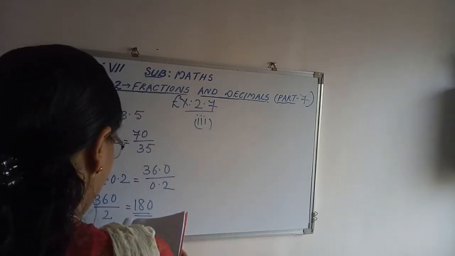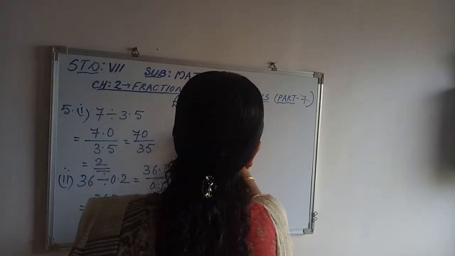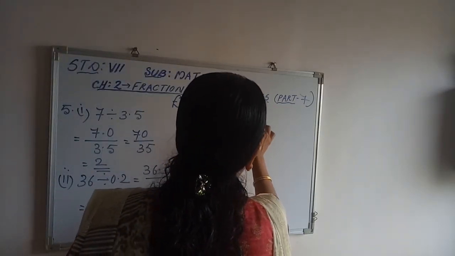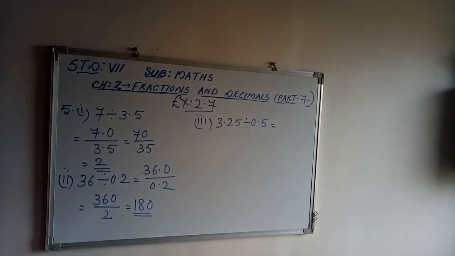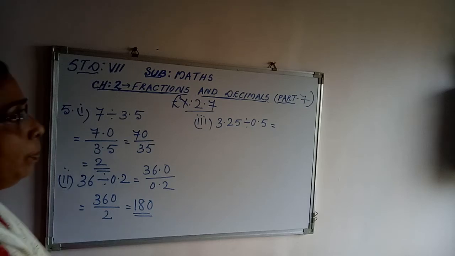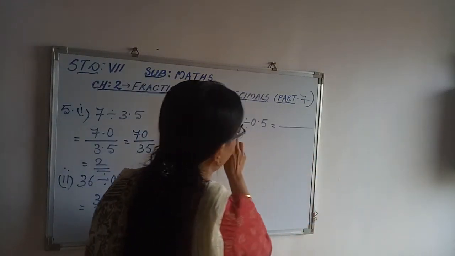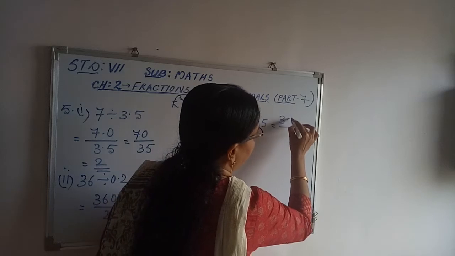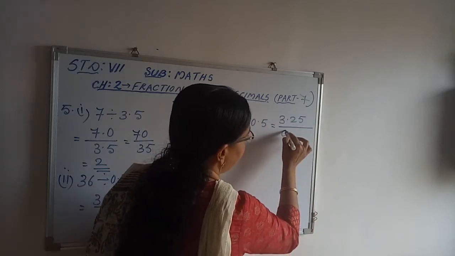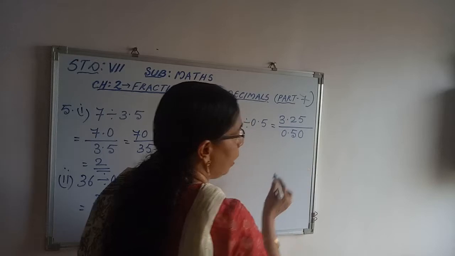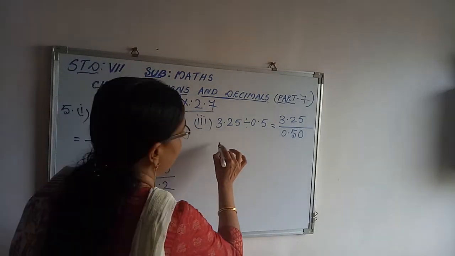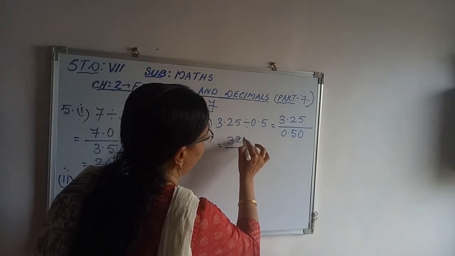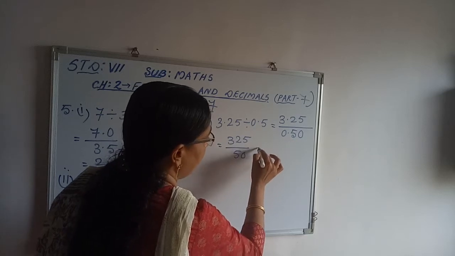Third question. 3.25 divided by 0.5. Listen here. Here how to make the decimal places the same. Here how many are there? 2 are there. So we can write 3.25, but in the divisor only 1. Give 1 zero. I told you adding zeros towards the right, their value will not change. So this can be written as 325 upon 50.